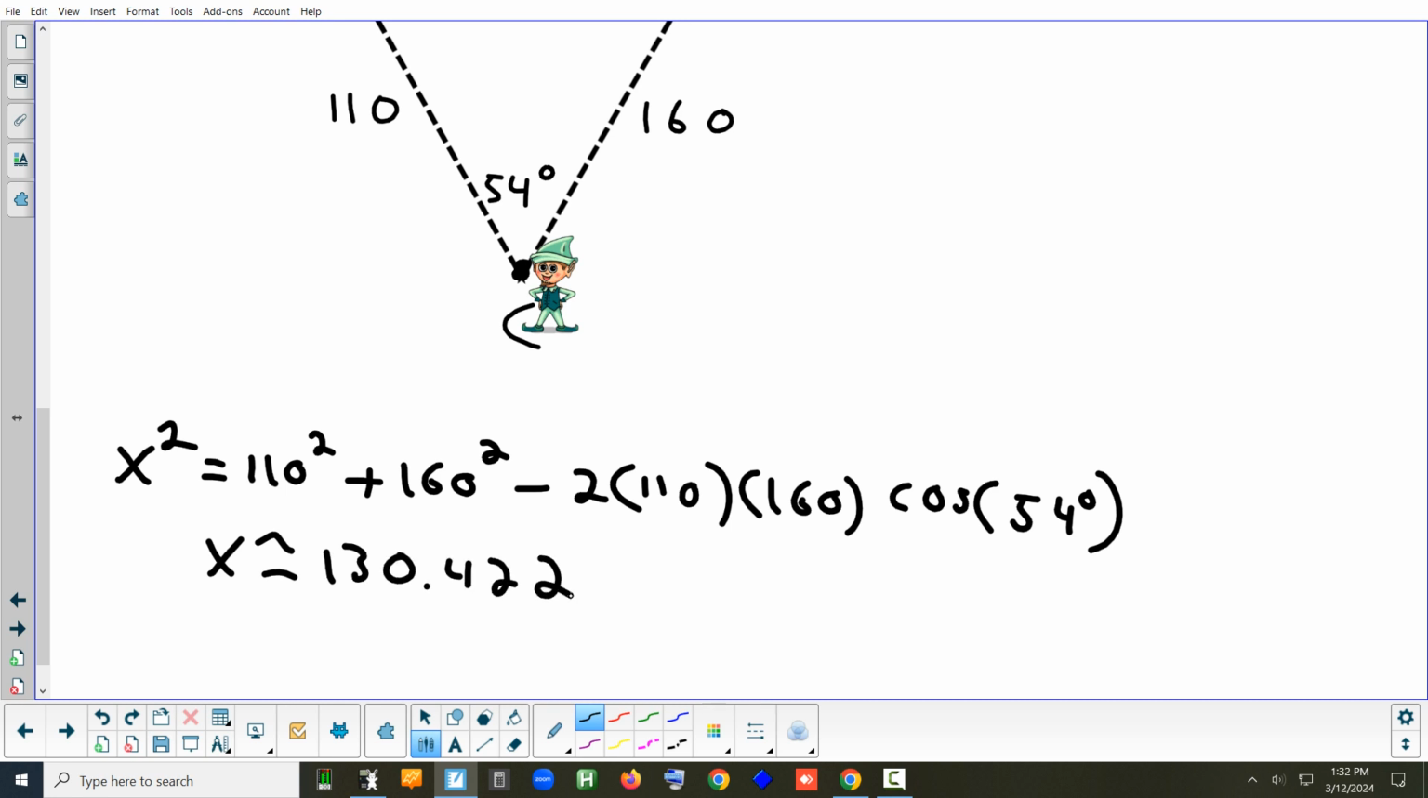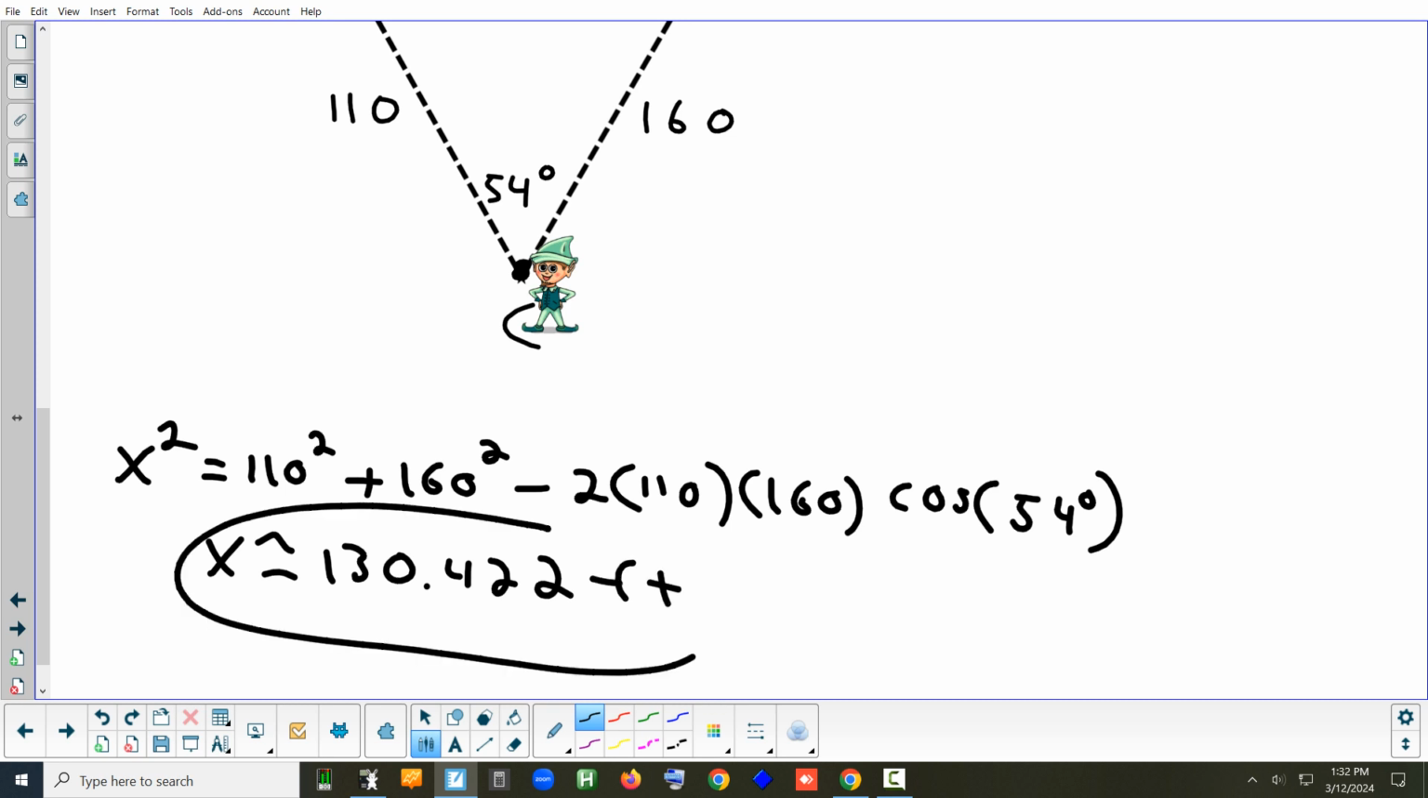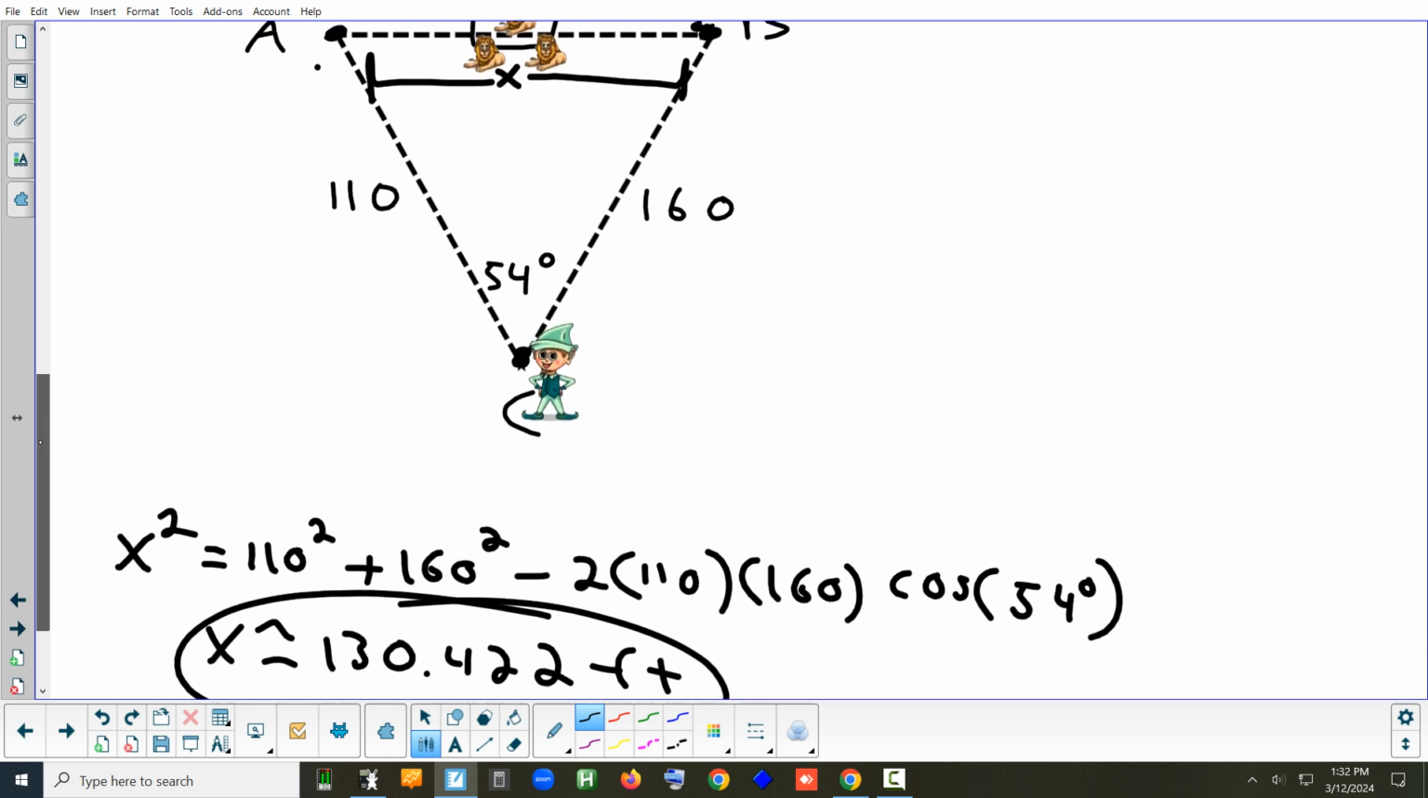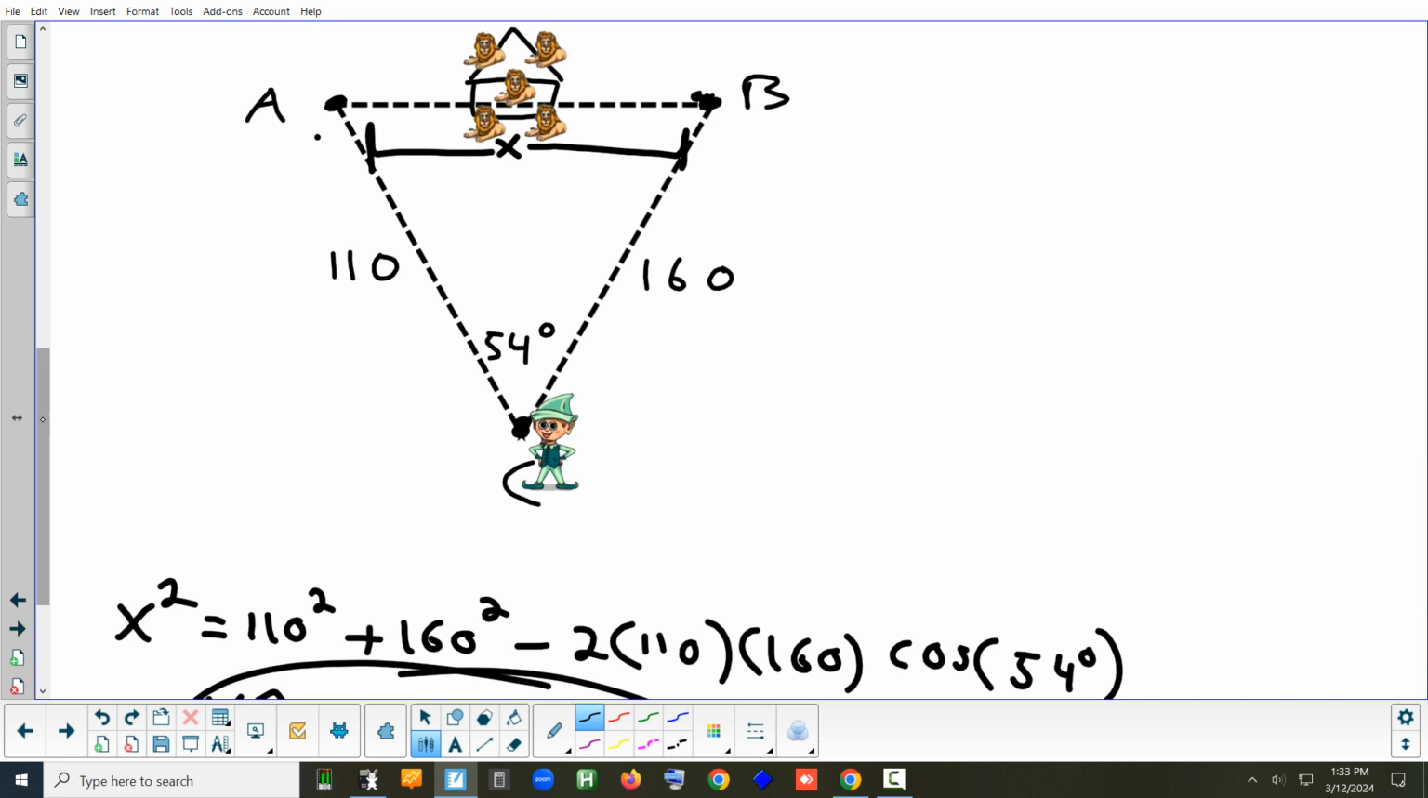And did they give us a unit of measurement in the problem? Feet. Okay. There you go. 130.422 feet. So that's how you can safely measure the distance between 2 points if 5 lions are in the way and you have an elf to help you. Safety first.